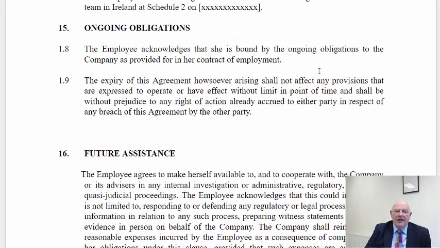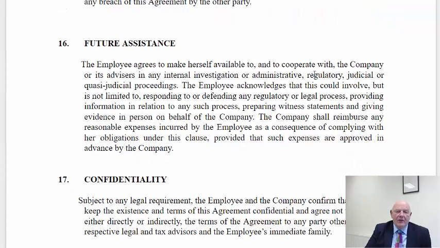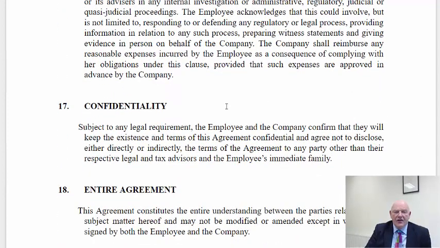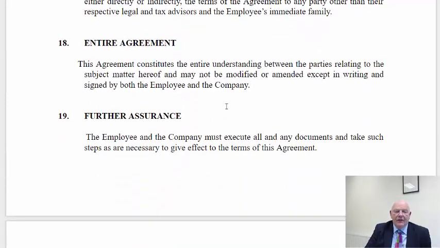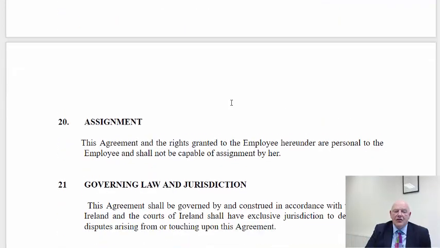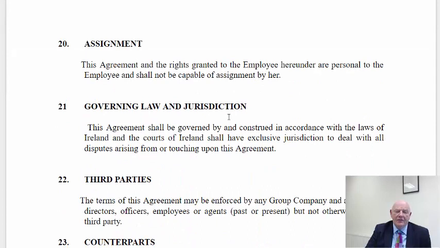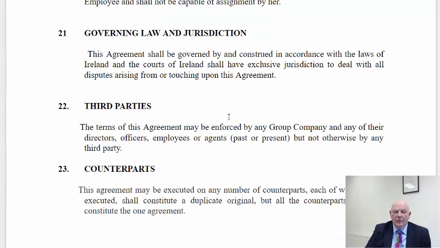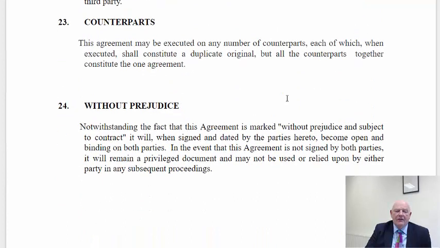Ongoing obligations, then both parties will acknowledge that they are bound by the terms of the agreement. And then the employee will be giving an undertaking in relation to future assistance to the employer. Again, confidentiality would be key, and then there'll be a few standard boilerplate things here, that this is the entire agreement between the parties and perhaps the governing law and jurisdiction of the agreement. One other thing would be that the parties will agree a non-disparagement clause. That is, both parties will agree not to badmouth the other party. I don't see it here, but that would be standard enough.